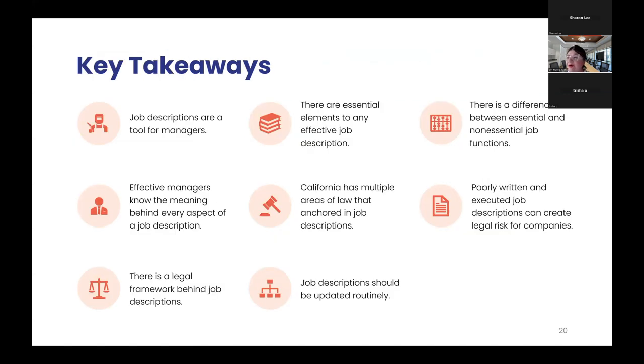So here are some key takeaways from this brief and insightful webinar. Job descriptions are a tool for managers. There are essential elements to any effective job description. There is a difference between essential and non-essential job functions. Effective managers know the meaning behind every aspect of a job description. And California has multiple areas of law that are anchored in job descriptions. Poorly written and executed job descriptions can create legal risk for companies. There is a legal framework behind job descriptions. Job descriptions should be updated routinely.